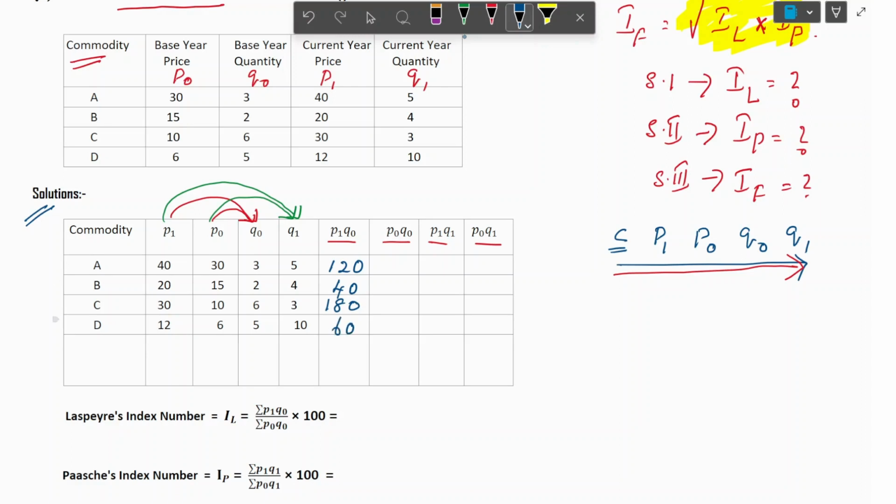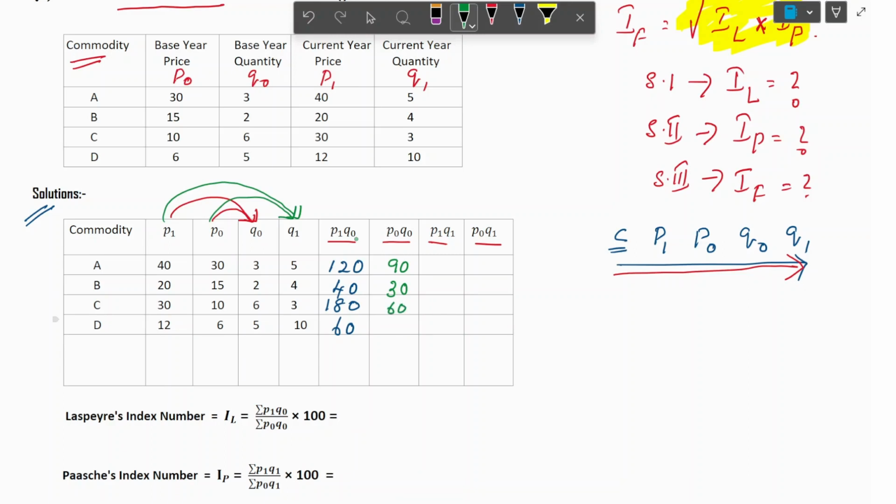Now that I have completed the P1 Q0 calculation, what is next? P0 Q0. Here P0 Q0, 30 into 3, that is 90. The same way continue: 15 into 2, that is 30. Here it comes 60.